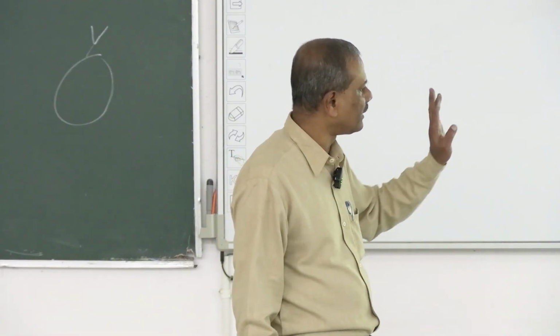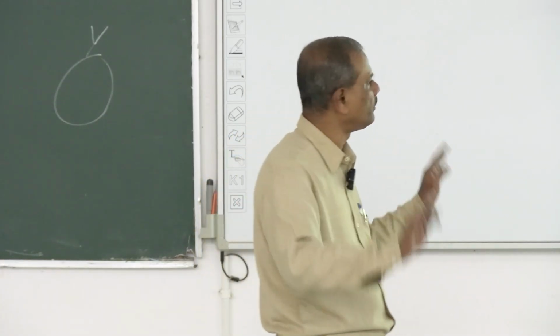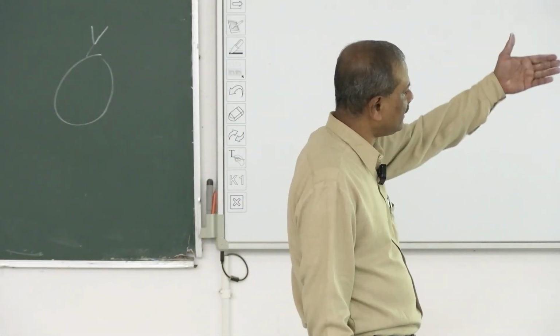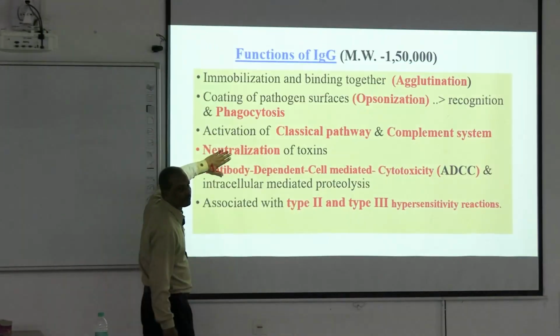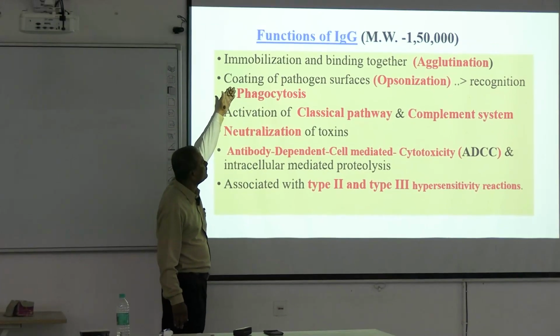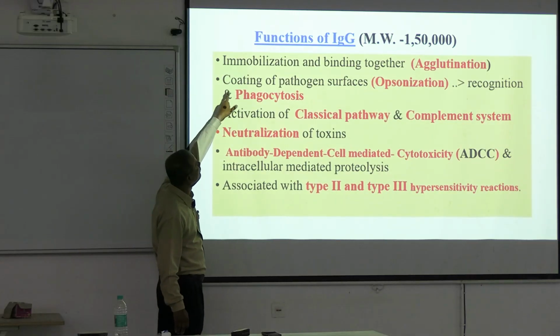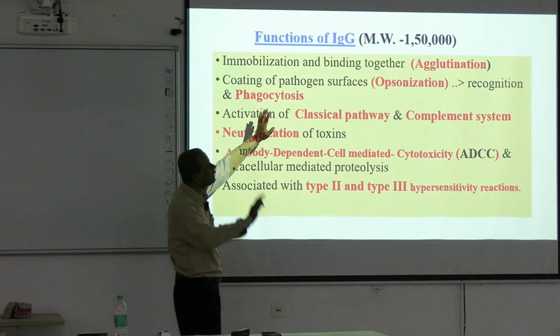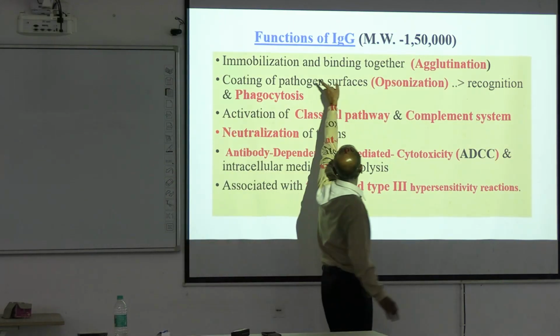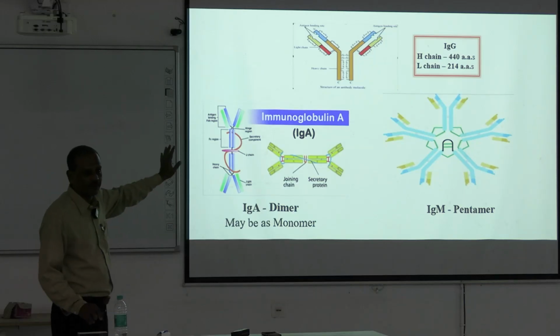It relates to type 2 and type 3 hypersensitivity reactions, and this is beyond your scope. So at least write down agglutination, opsonization, neutralization. At least remember neutralization of toxin and opsonization, these two parts. Agglutination you can write together with immobilization and binding. You need not write agglutination separately; write immobilization and binding together. This part I have explained in detail.